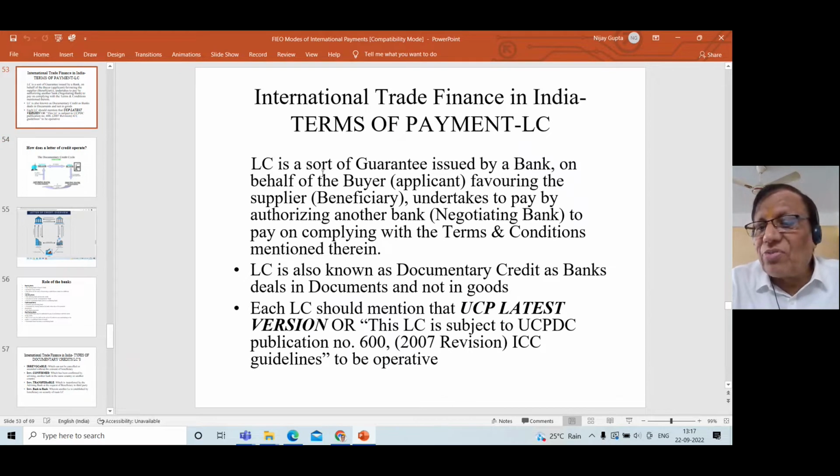So I'm just reading a definition for you. LC is a sort of guarantee issued by a bank on behalf of the buyer, favoring the supplier, the beneficiary, undertaking to pay and authorizing another bank, the negotiating bank, to pay on compliance with the terms and conditions of the LC. LC is also known as a documentary credit because banks say we deal in documents, not in goods, number one. The LC should mention that it is subject to the latest version of UCP. Previously, they always insisted on writing in detail that this is subject to Uniform Customs and Practice for Documentary Credits, Publication number 600, 2007, of the ICC Paris guidelines.